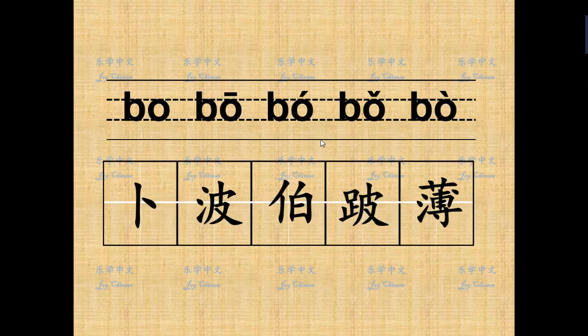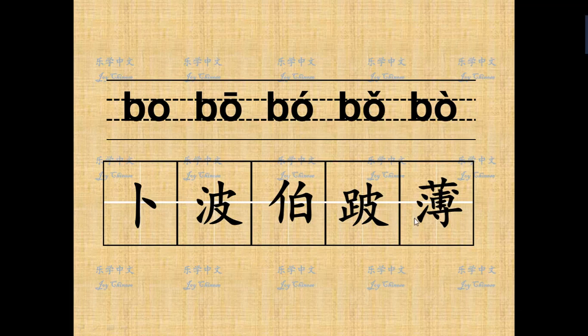Next one, we are going to combine b, the initial we learned in the last video, with o we learned in this video. Again, there is a light sound without tongue. We pronounce it as bo. Second one, bo, bo, bo, bo. And these are the characters linked with these pronunciations.